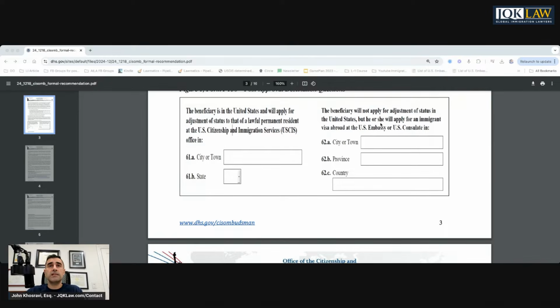Then there's a second question that says the beneficiary, the person who's going to get a green card, will not apply for adjustment of status in the U.S., but will apply for an immigrant visa at the embassy or consulate abroad. This is for people who are outside.